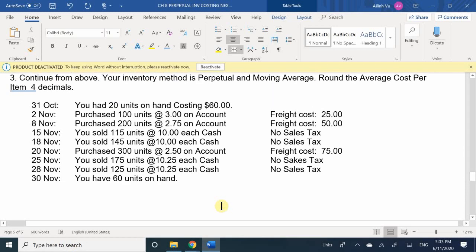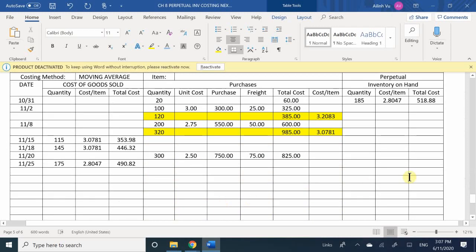Now, what happened on November 28th so we could finish this off? We sold 125 units. We forgot to verify: is this number still the same? It is. It's 2.8047. Okay, it's still the same. Perfect. We already verified it's the same answer.